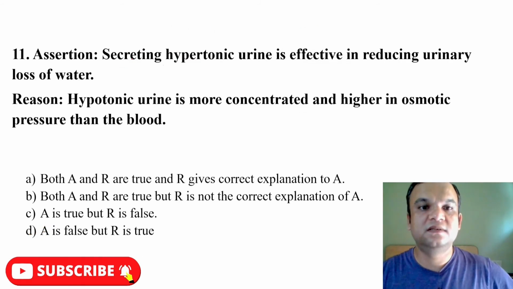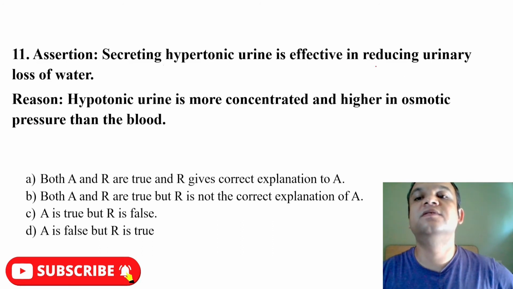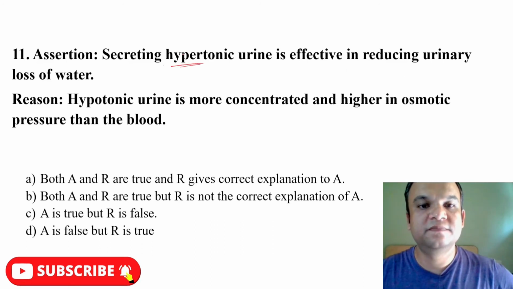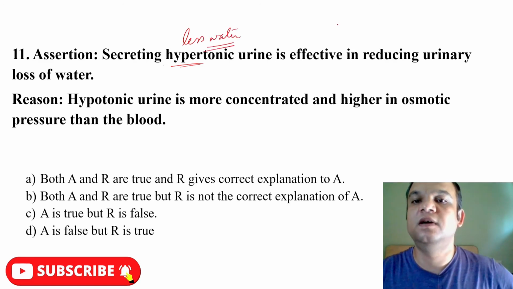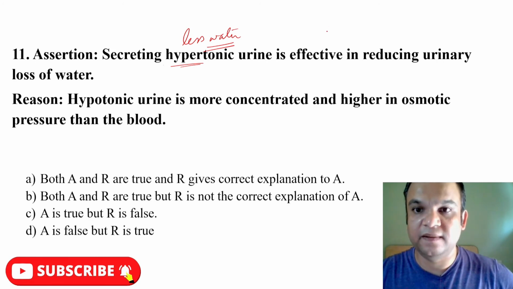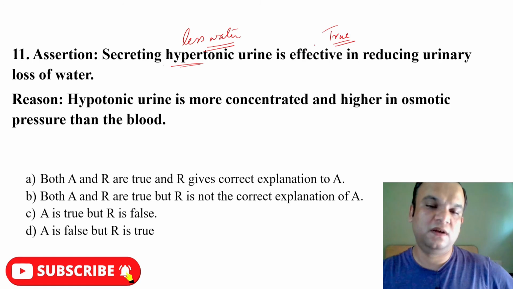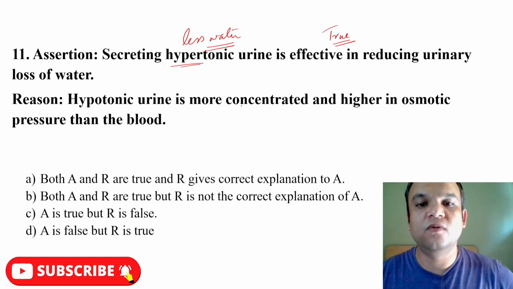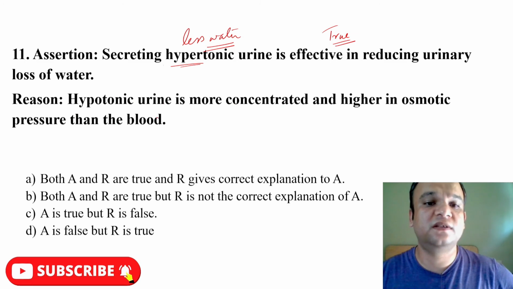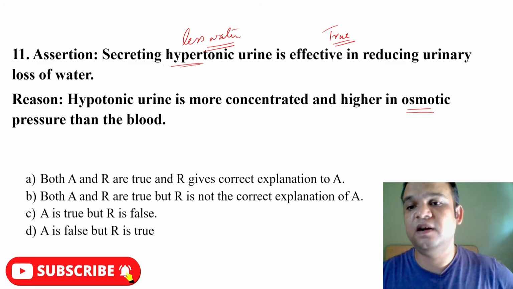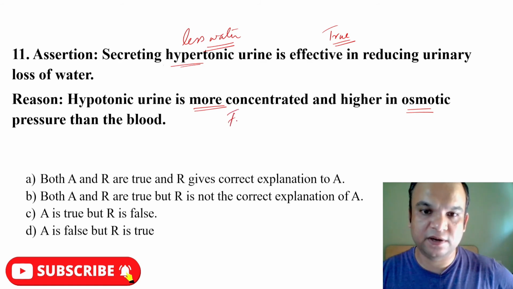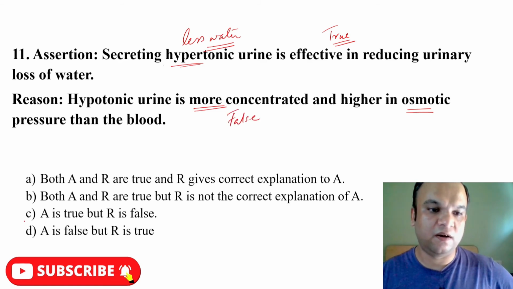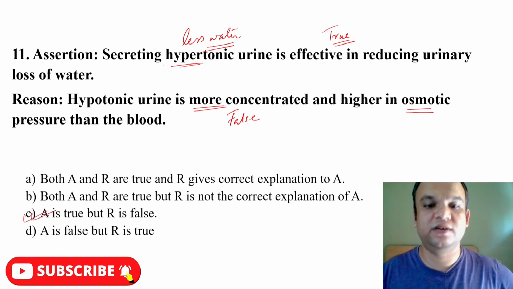Question number 11 says that secreting hypertonic urine is effective in reducing urinary loss of water. The hypertonic means less water will be there in the urine, because a lot of water will be reabsorbed, and that is why the concentration of the urine will be more, and that is why this particular statement will be a true statement. Reason states that hypotonic urine is more concentrated and higher in osmotic pressure than the blood. See, its osmotic pressure will be higher, so this is true, but it is more concentrated, it is not, because more water presence makes the urine less concentrated, and that is why this particular statement is a false statement, and our option C is the correct answer for this particular question.